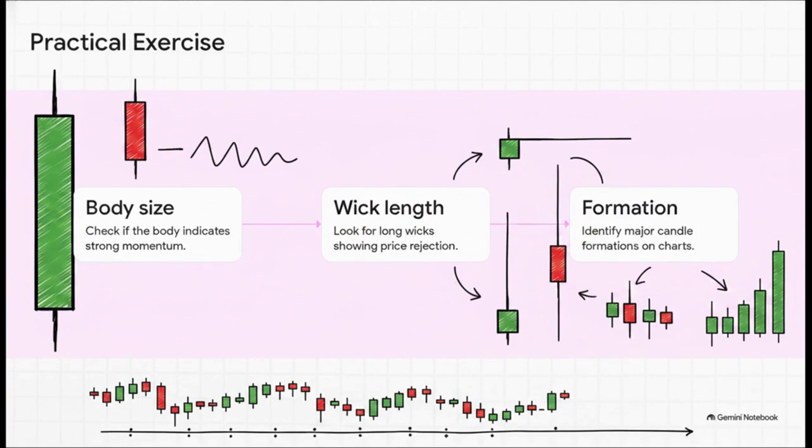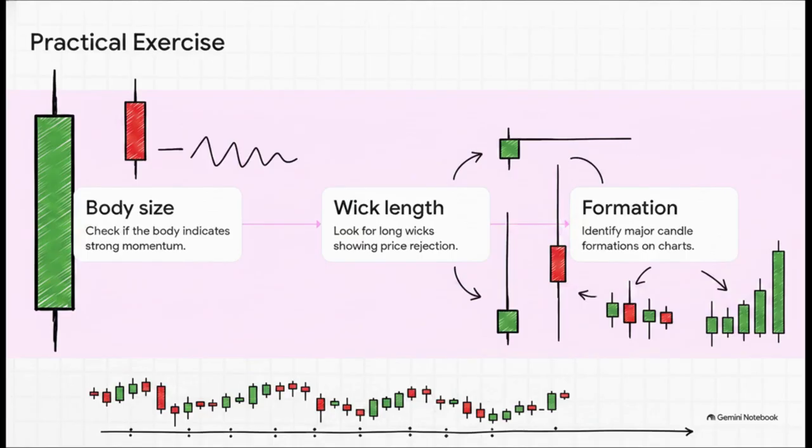Whenever you open up a historical chart, just walk yourself through these 3 steps. Step 1, look at the body size. Is it a massive body indicating really strong momentum, or is it a tiny body showing indecision? Step 2, check the wick length. Are there incredibly long wicks? Because that shows one side tried to push the price but got aggressively rejected by the other side. And step 3, identify the major formation. Look at how the current candle interacts with the 2 or 3 candles right before it to see if a recognizable repeating pattern is emerging.